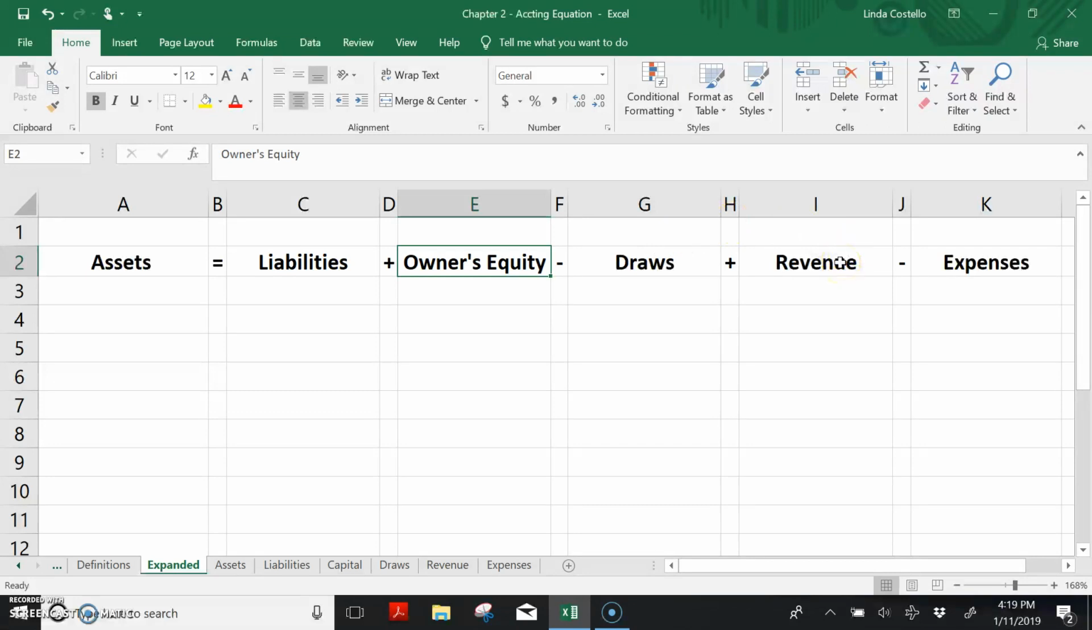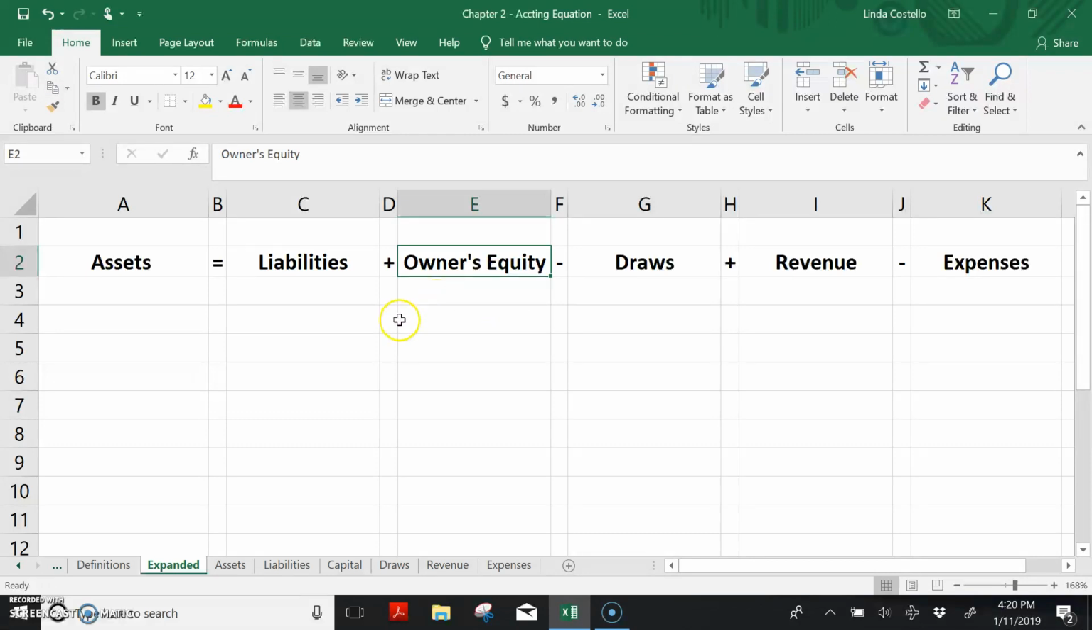Earning revenue will increase the equity, and incurring expenses will have the effect of decreasing the equity. Therefore, the expanded accounting equation is assets equals liabilities plus owner's equity minus draws plus revenue minus expenses. That expanded accounting equation is the foundation for recording all business transactions. So it's important that you memorize the equation.